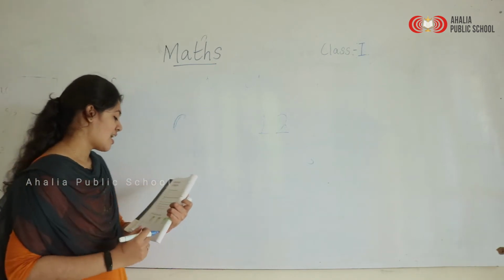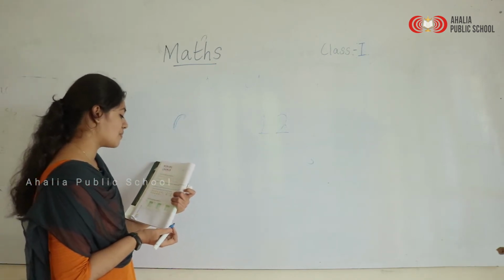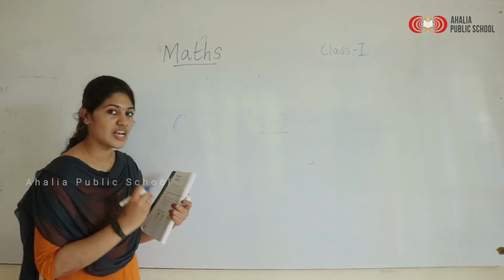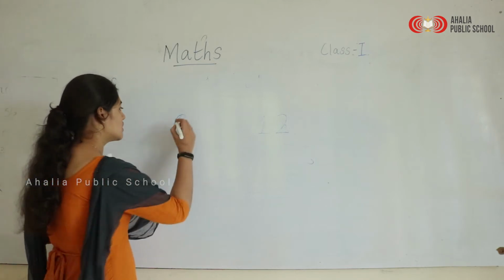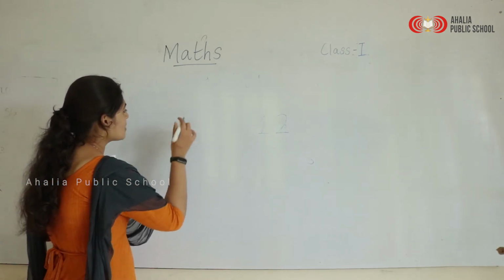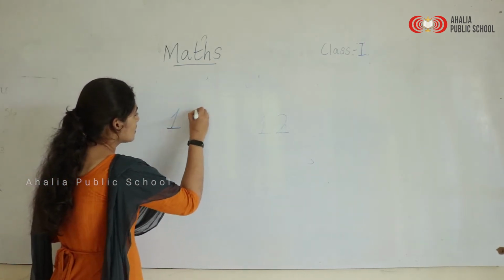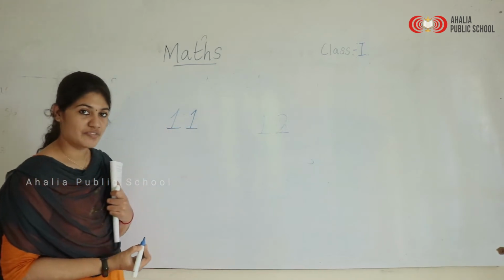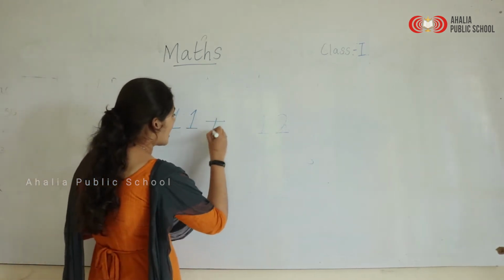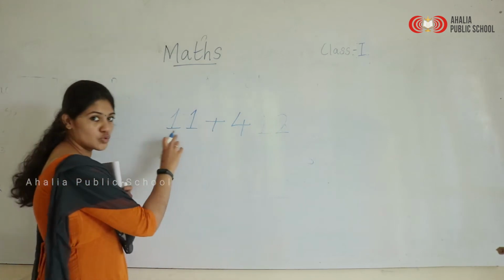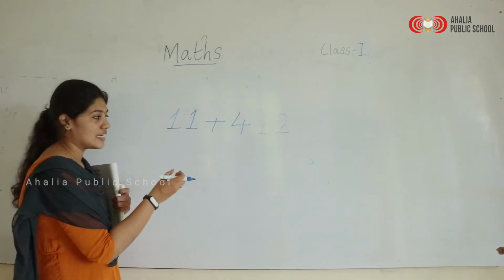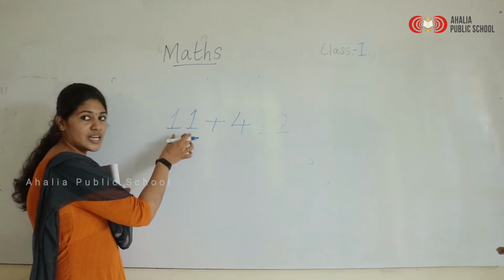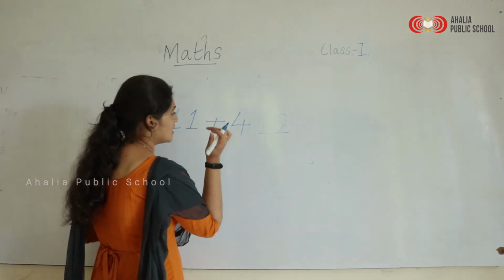Okay. Next is addition of a one digit number to a two digit number. What will happen if we are adding a one digit number to a two digit number? Consider one example, the number 11, and we are going to add 4. This is a two digit number. This is a one digit number. So what will happen if a two digit number is added to a one digit number?